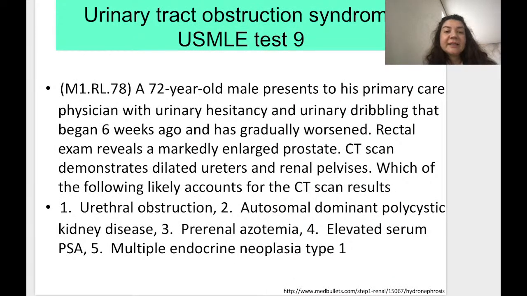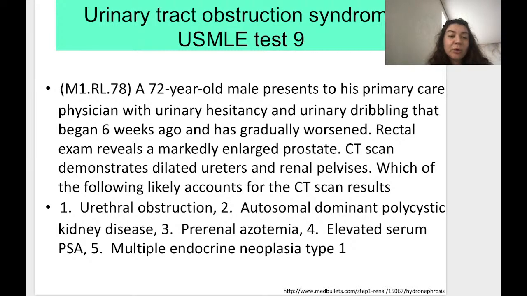Next test. Test 9. A 72-year-old man presents to his primary care physician with urinary hesitancy and urinary dribbling that began 6 weeks ago and has gradually worsened. Rectal exam reveals a markedly enlarged prostate. CT scan demonstrates dilated ureters and renal pelvises. Which of the following likely accounts for the CT scan results?